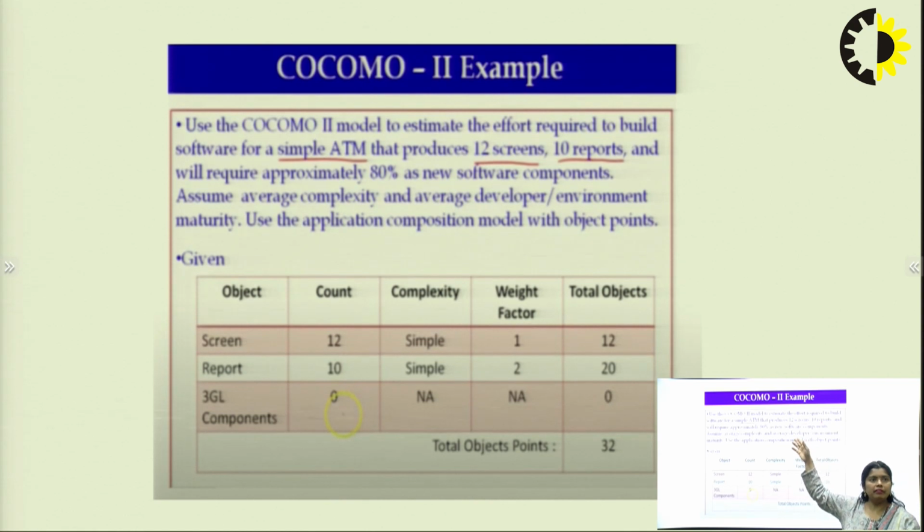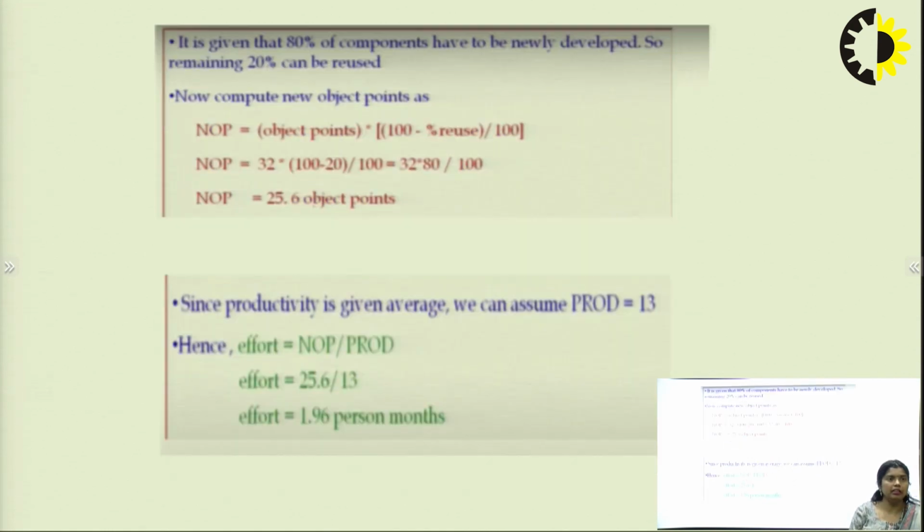This is a simple numerical example. Suppose that we are going to implement the COCOMO 2 model. There are 12 screens, 10 reports and 80% new software components. The total number of screens is 12 and reports are 10, and for average we use the weight factor as 2. So 12 plus 20 is 32; 3GL components are not given in this numerical. The number of object points is calculated by the formula object point into 100 minus percentage of reuse. 80% are new, so 20% is reuse, 100 minus 20 upon 100. The effort can then be calculated by the number of object points upon productivity rate.